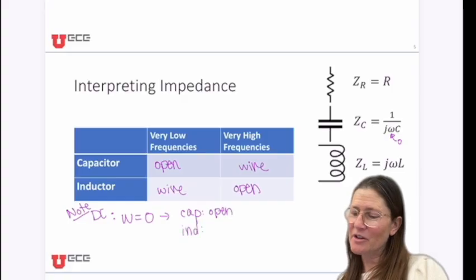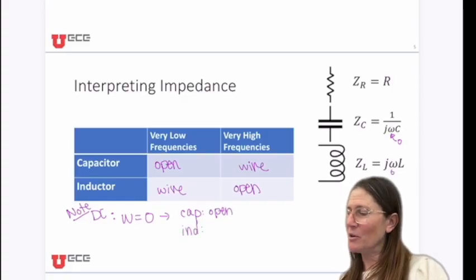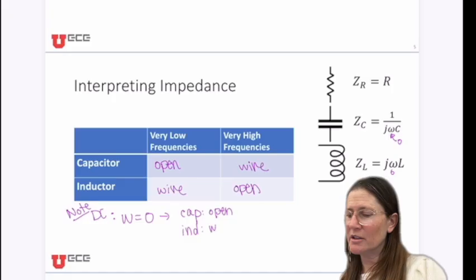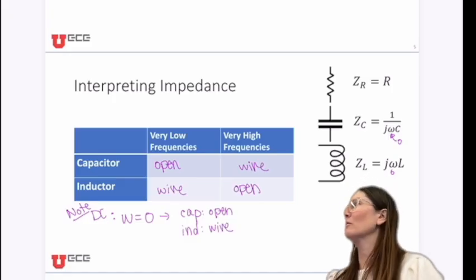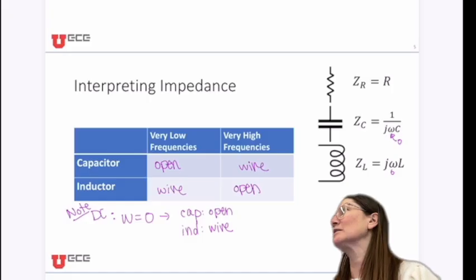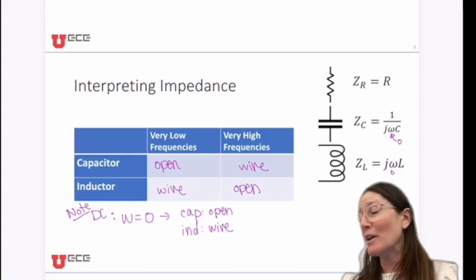Inductor, if it's 0, it again looks like a wire. So this is why we model that capacitor as an open after it sat there a long time and you have DC values on it. So anyway, that's where the model comes from.